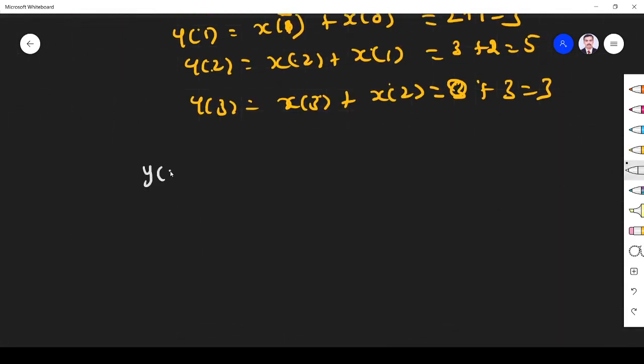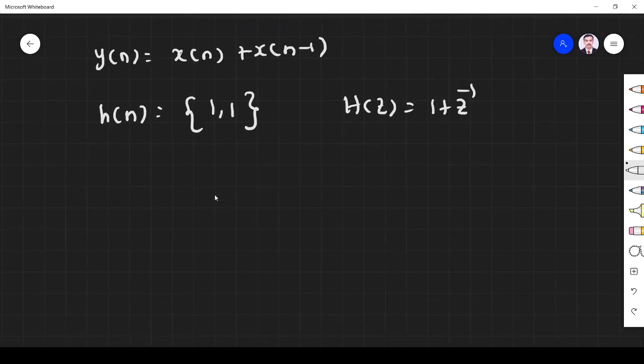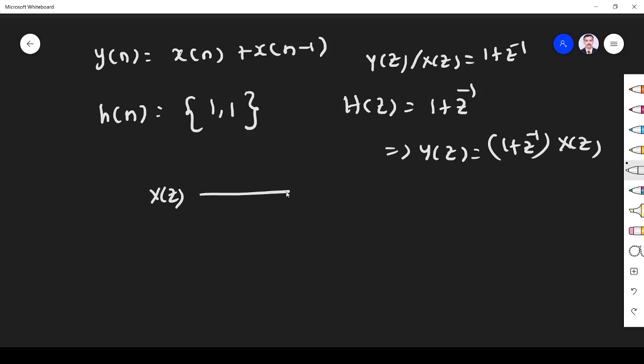So for y of n equal to x of n plus x of n minus 1, if I want output like this, what should be my impulse response? My impulse response should be 1, 1. My transfer function is 1 plus z inverse. So what is the nature of the system? I make y of z divided by x of z equal to 1 plus z inverse. This implies y of z is equal to 1 plus z inverse into x of z. This is x of z, right? Here you add, this is z inverse.